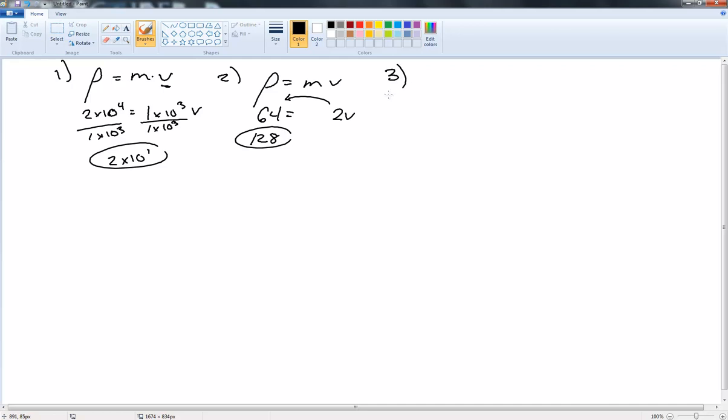Question 3. What's the momentum of a 1,200 kilogram car traveling at 15 meters per second due east? So same thing, you're looking for momentum. You have the mass of the car, 1,200. And you have the velocity of the car, 15. So 1,200 times 15 is going to be 1.8 times 10 to the fourth. And now in this case, direction matters, so this is east.